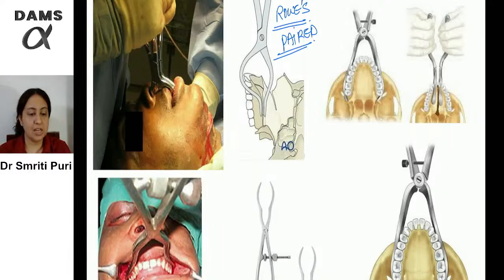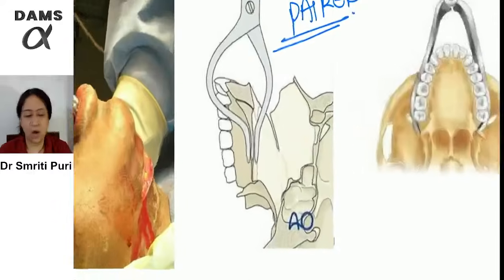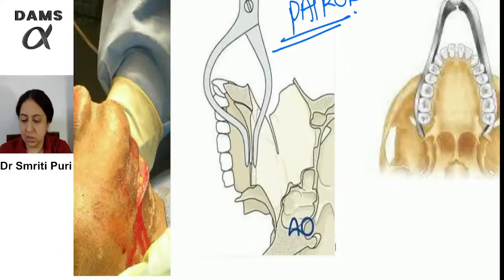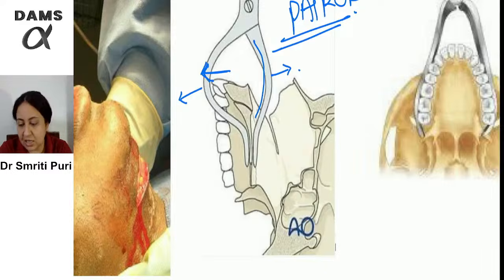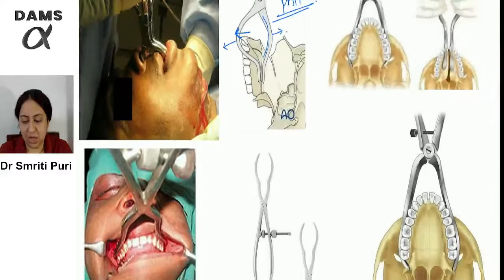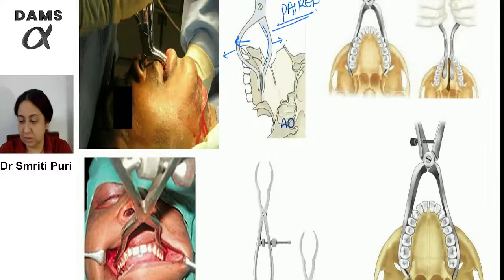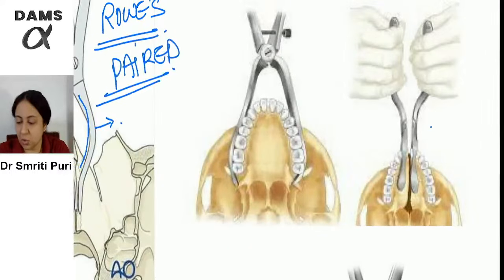Just look at the position of how it is getting inserted. The smaller curve goes in the nasal cavity and the steeper or larger curve in the oral cavity, because this space is to accommodate your maxillary incisors here. This is a paired instrument, so there are left and right sides to this. This is how a Rose will look. Two are used in a pair.